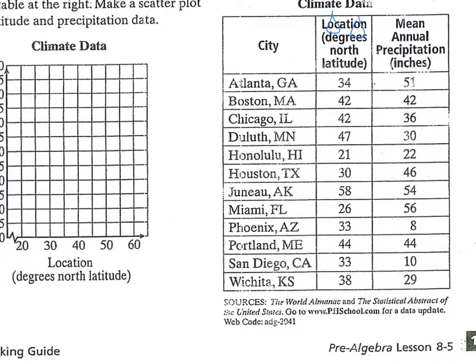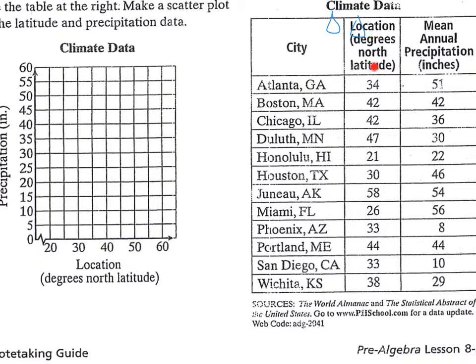So let's graph a couple of these. Atlanta has a latitude, so that's going to be over here, of 34, and it goes up 51. So I'm going to go over 34, which is right here, and go up to 51, which is right here. I'll make a dot. Over 42, up 42. Check. Over 42, up 36. Over 47, up 30. Over 21, up 22. Okay, etc. So you can kind of see how we graph it. So far I can't tell if it's negative, positive, or no correlation.